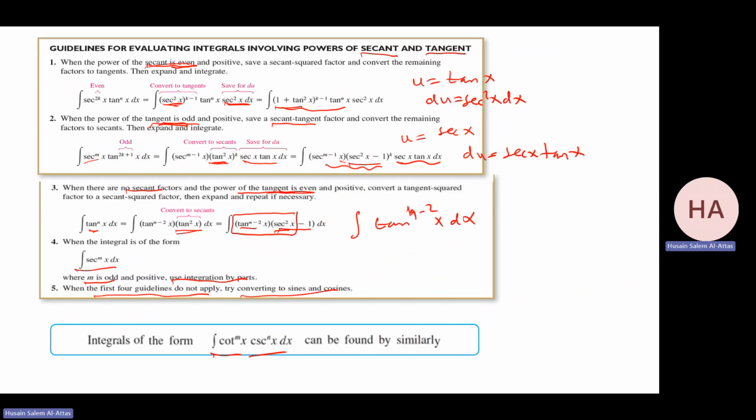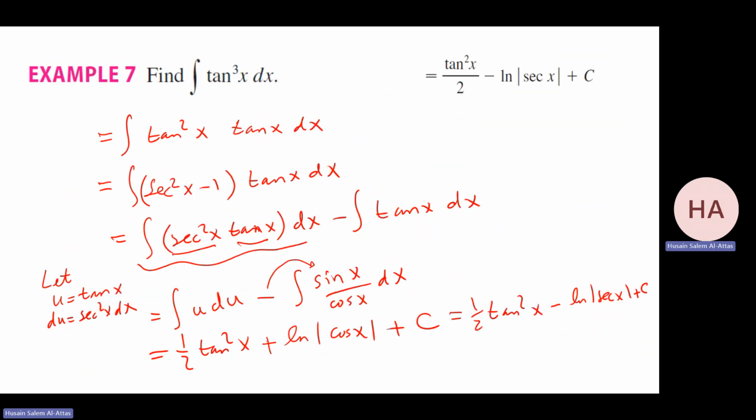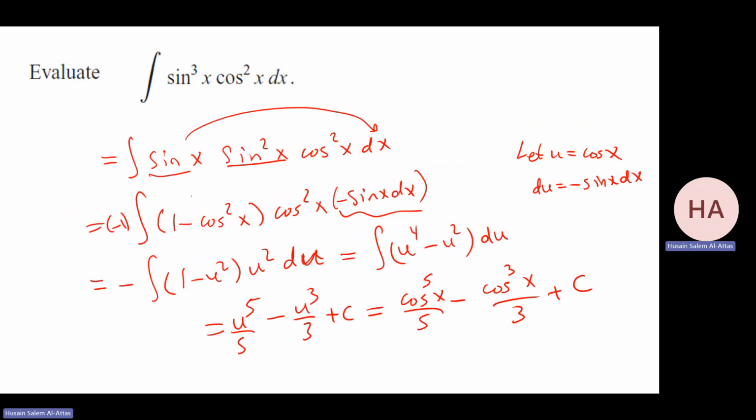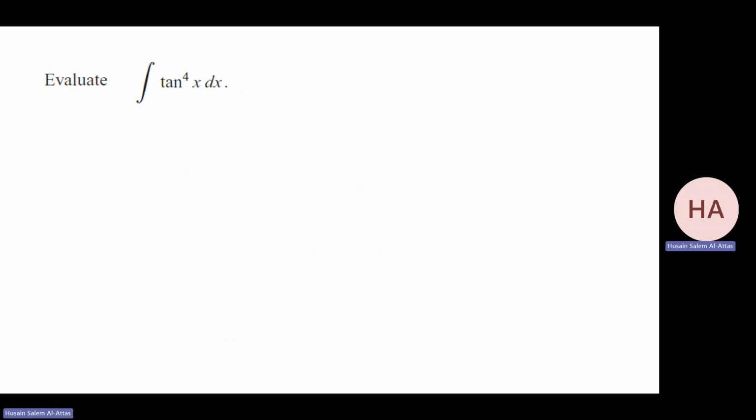Tan to the power 4. If tan is even, no secant factor, and the power of tangent is even, convert a tangent squared to a secant squared, then expand and repeat if necessary. And I think we did this here, tan to the power 4. Let me do it again, no problem. This is now a definite integral, which should be easier. No need to do calculation.